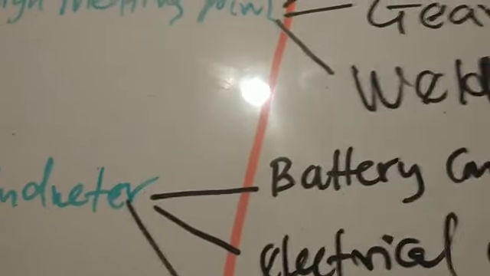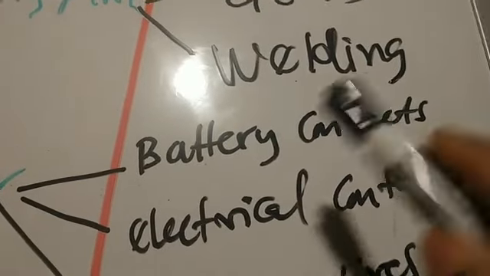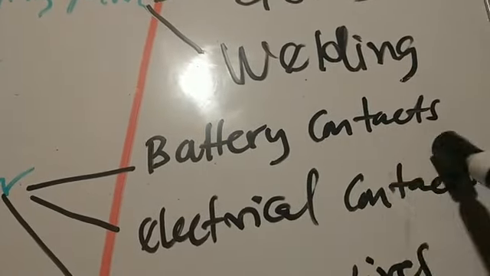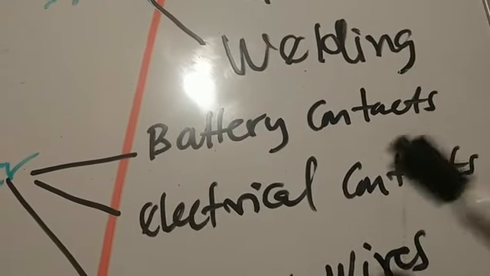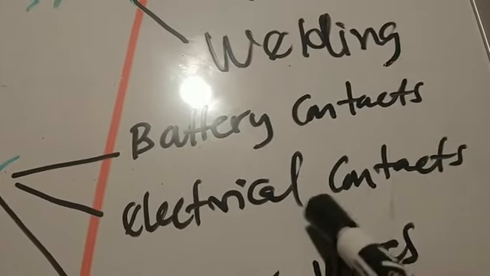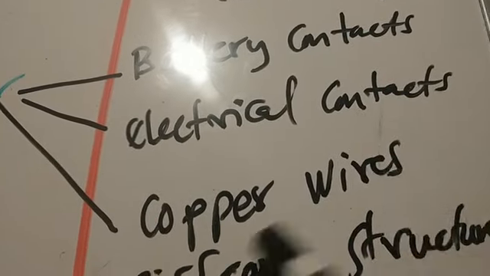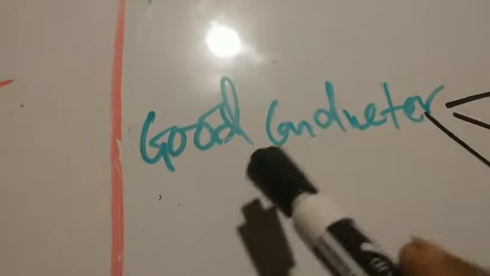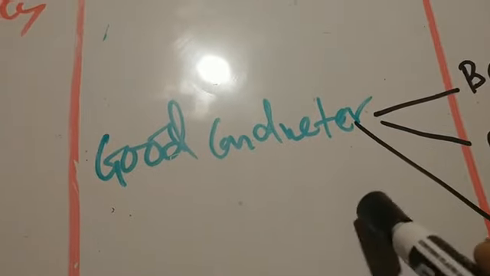Now, your battery contacts. Your battery contacts are full of the beryllium element. Electrical contacts are the same as the battery contacts that we are talking about. Electrical contacts in any device are full of the beryllium right here. And copper wires, because it is a good conductor. One of the properties of beryllium is being a good conductor of heat and electricity.